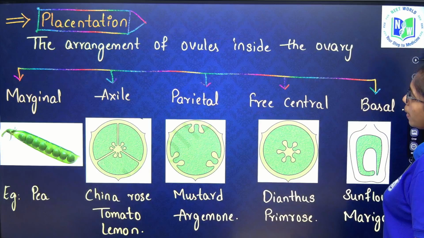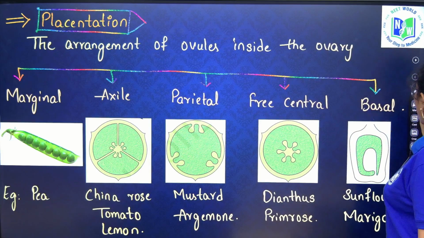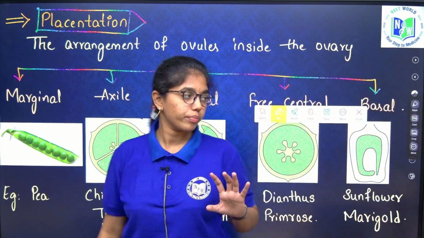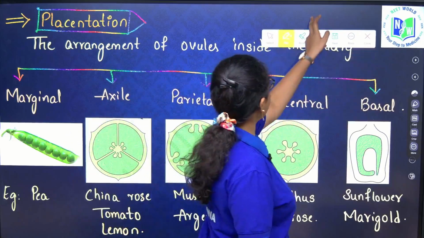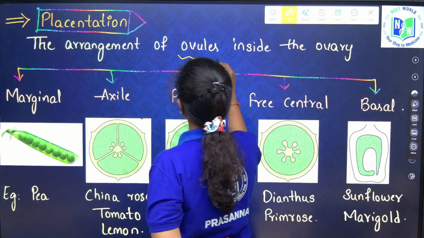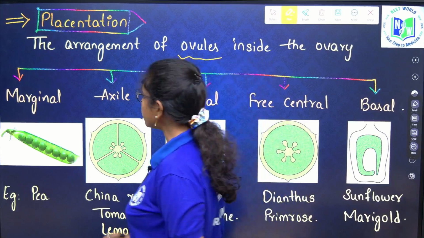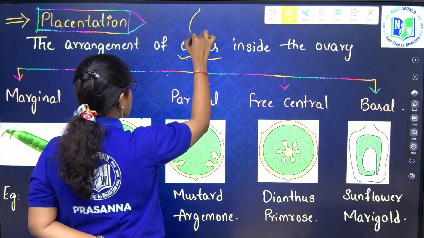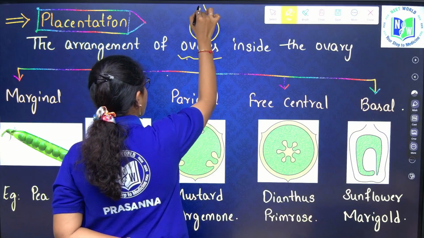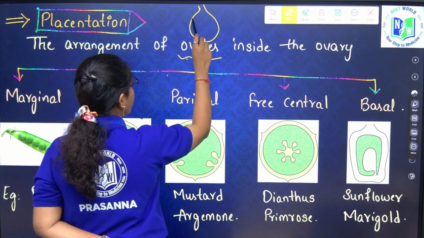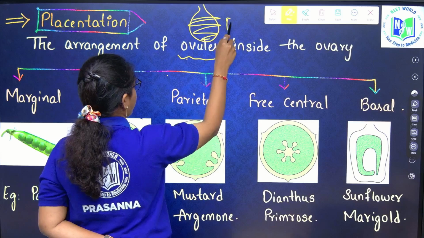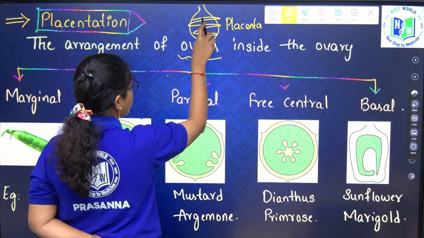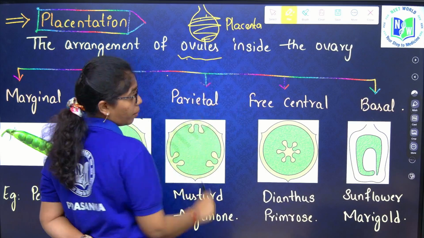Next, placentation. Placentation is nothing but the arrangement of ovules inside the ovary. Where do the ovules arise? Ovules arise in the placenta of the ovary. If you take the basal bulged portion in the carpel, here it has the placenta. In the placenta the ovules arise, and they are arranged in a particular pattern.